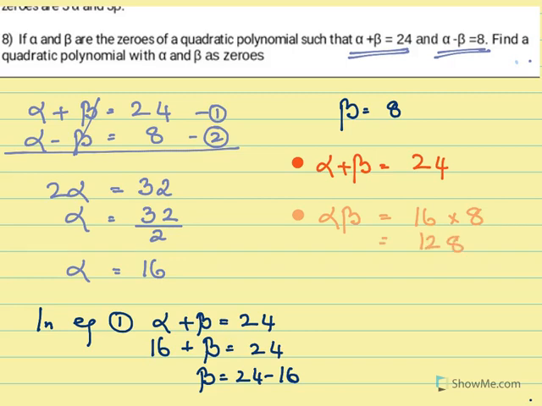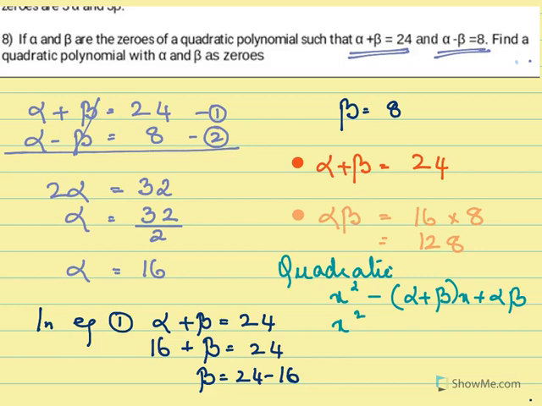Now we will make a quadratic. To make a quadratic, it is x square minus sum of roots x plus product of roots. So x square minus 24x plus 128. This is your quadratic.